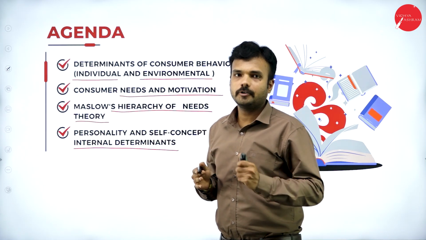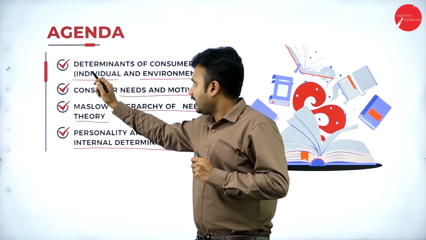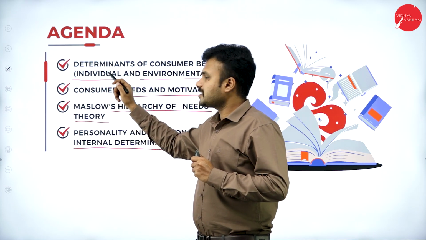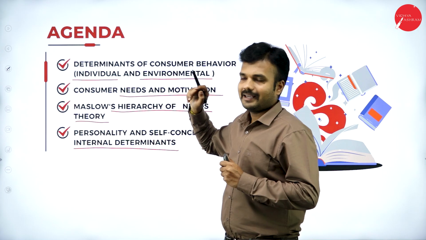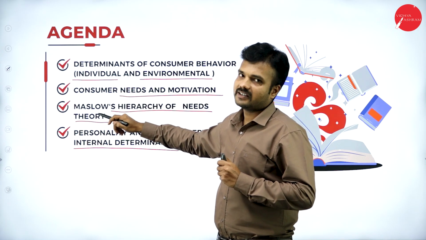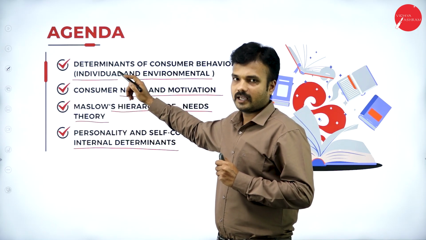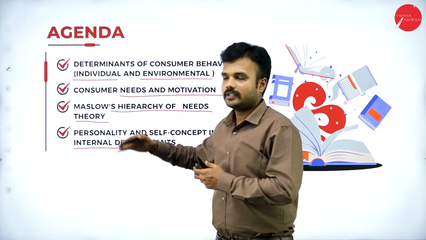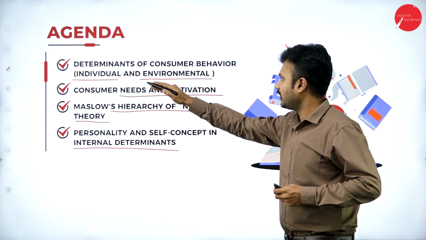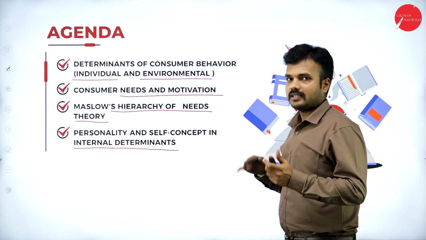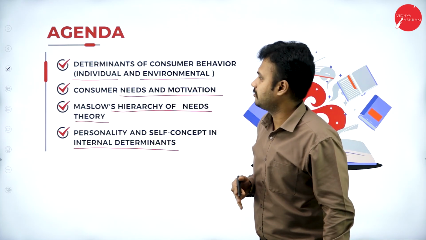As per the syllabus of the University of Mysore, they have given individual determinants in Unit 2 and environmental determinants in Unit 3. Individual determinants means internal factors that influence consumer behavior. Throughout Unit 2, we are going with the concept of individual determinants. And in Unit 3, we are going with environmental determinants, that is, external determinants of consumer behavior.